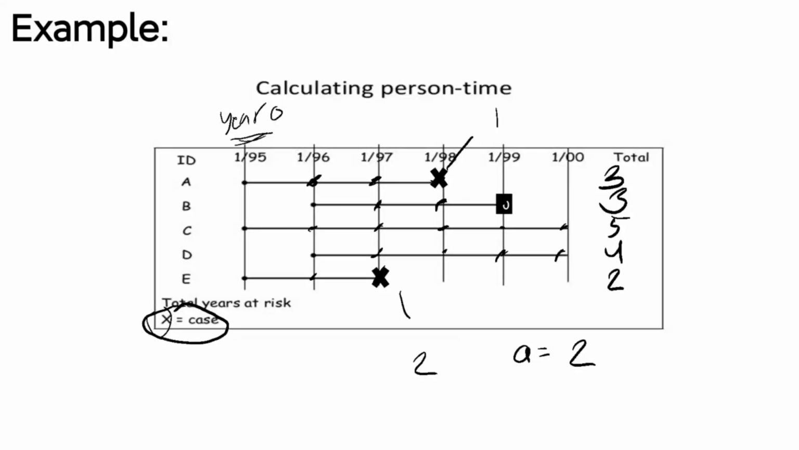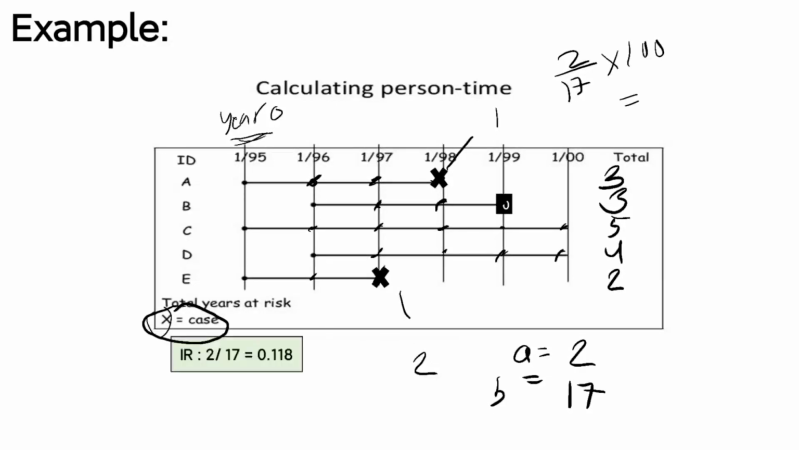You have 3 plus 3 is 6, plus 5 is 11, plus 4 is 15, plus 2 is 17. So, your person time or yung sa denominator mo is 17. So, the total person time would be 17. So, 2 over 17 multiplied by 100. So, ano magiging sagot mo? 0.118.